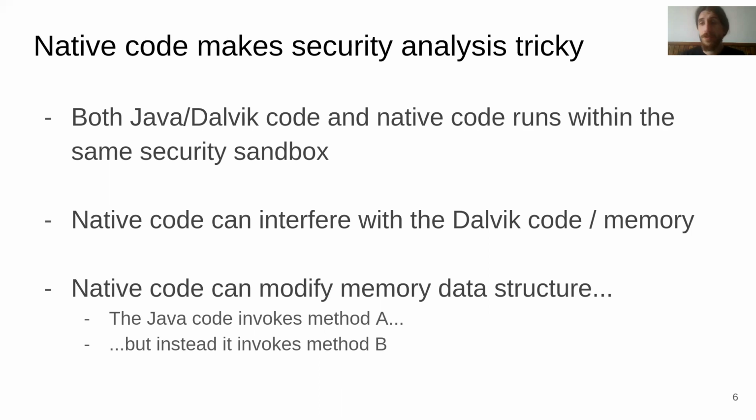So for example, you have the Dalvik bytecode that shows you do an invocation of method A, but actually under the hood you are invoking method B. Why? Again, because the native code could modify some internal data structure of the Dalvik VM or the Android runtime to point this method A to the implementation of method B.